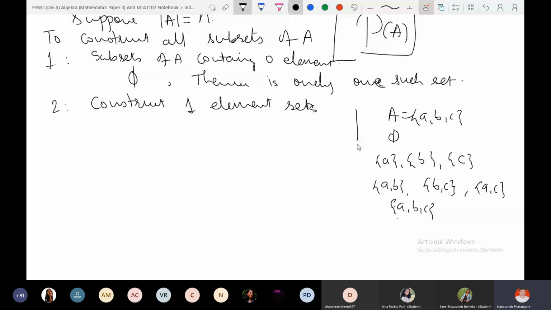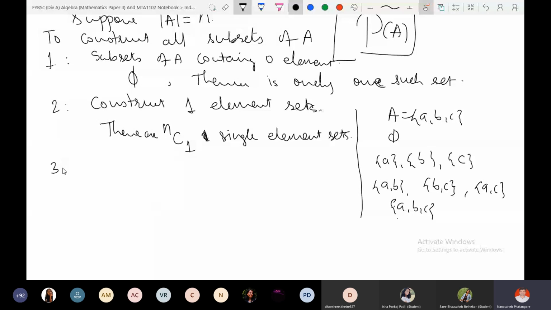So the same strategy, the same procedure, we can follow for an n element set. I will construct the one element sets. But how many one element sets are there? Here, 3. So in general there are n one element sets, because you choose one element at a time. By combination, n choose one. Out of n elements, I am choosing one at a time, and the number of ways of choosing one at a time is n choose one. Correct?